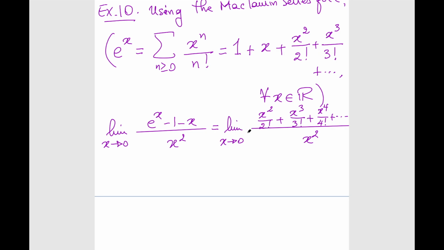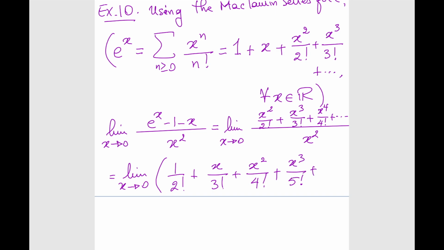Okay, and what is this limit? If you simplify by x squared, that limit becomes 1 over 2 factorial, which is 1 half, plus x cubed divided by x squared is x over 3 factorial, plus x squared over 4 factorial. And so on. What's the next one? x to the 5 over 5 factorial divided by x squared is x cubed over 5 factorial, and so on and so forth. As x goes to 0, that's going to be 1 over 2 factorial, which is 1 half.